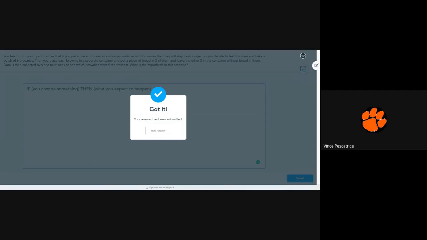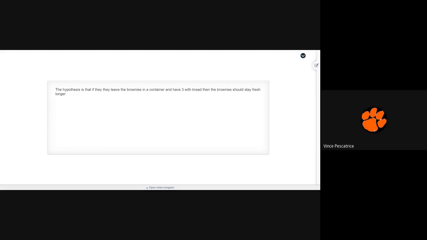Amelia, excellent answer. Johnny, good answer. All right, so I'm going to go ahead and share here. This is what Amelia said. Very good. My hypothesis is that if they leave brownies in the container and have 3 with the bread, then the brownies would stay fresh longer. Good. Here's Johnny's. If we put bread in the brownies, then the brownies will stay fresh longer. That's what I'm looking for.